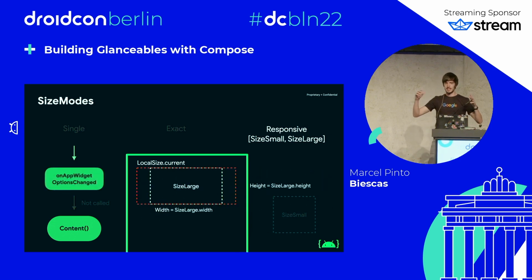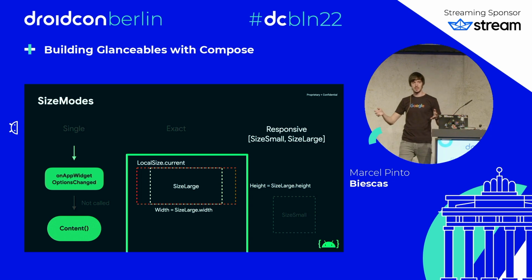So if the user expands the widget, the content function will not be called again. Your UI was already rendered, was already created before. So now what the system does is, OK, I have more available space. Actually, the size large fits better. So let's put that one instead. Creating a much nicer, smoother transition, and avoiding, of course, calling content all over again every time the user resizes.